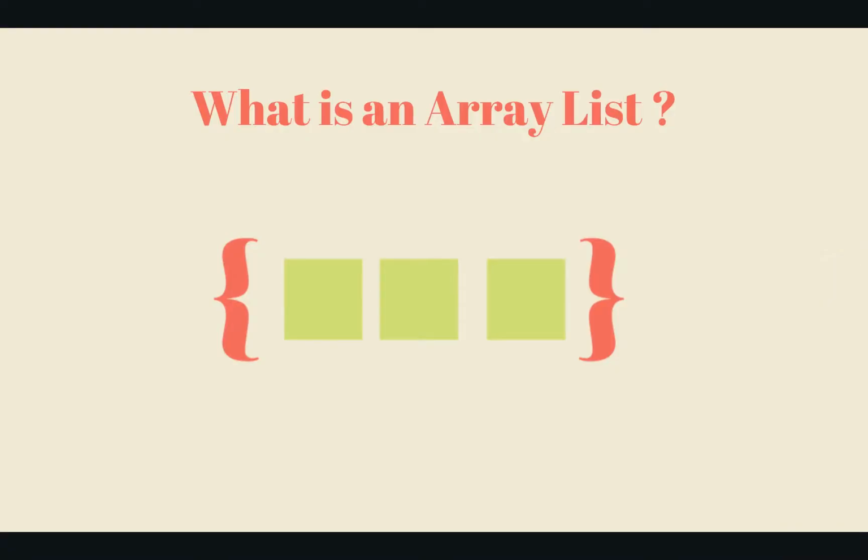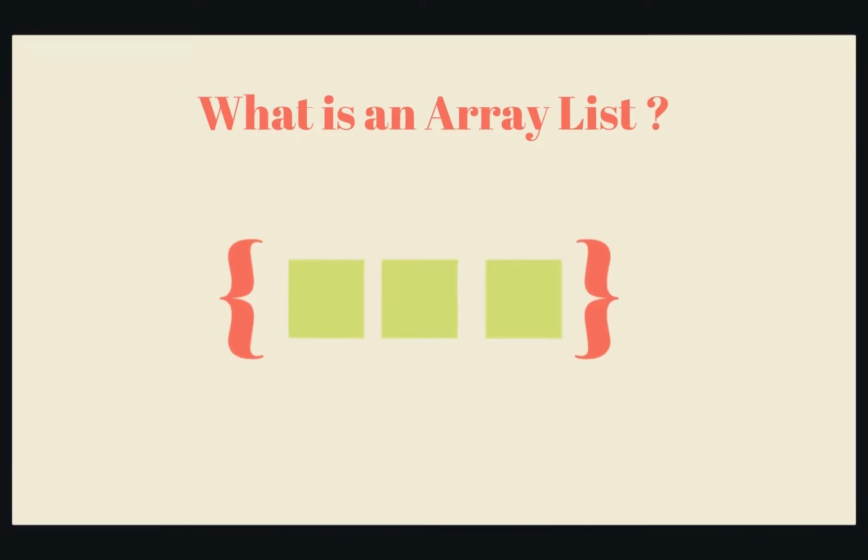In the previous video, we looked into what is an array. Now we will look into what is an array list. Array list is part of the collection framework and it provides dynamic arrays. Like arrays, it stores similar data type values, but unlike arrays, it is dynamic. So let's see what's the difference between an array and an array list.